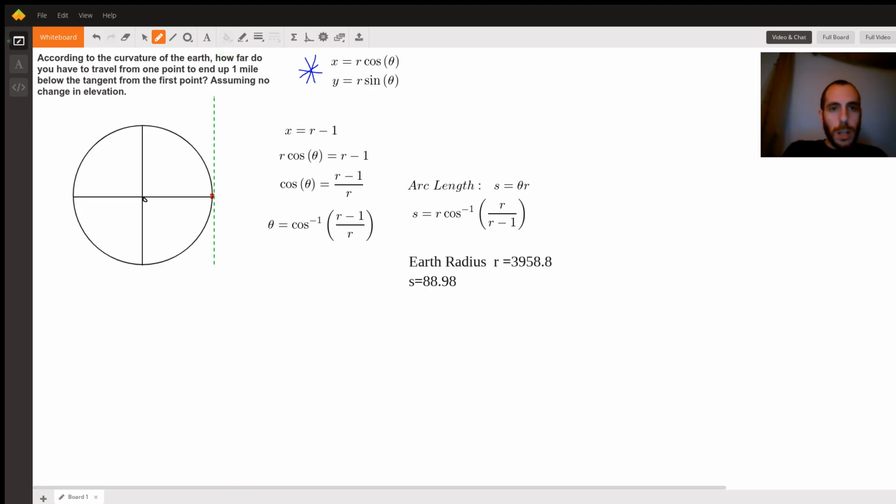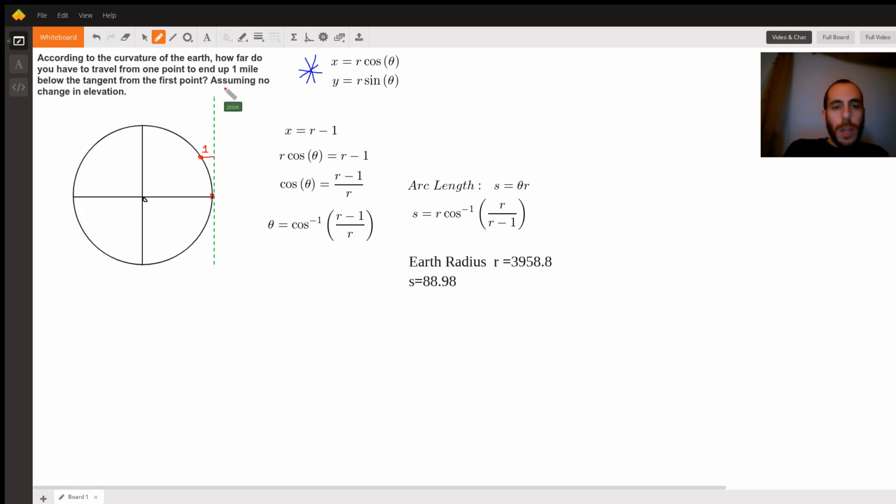So the red dot is the start. And we're going to walk counterclockwise until we end up right here. That is 1 mile below the tangent line. So it's 1 mile distance from here to the tangent line. So we'll say that this is 1 mile.